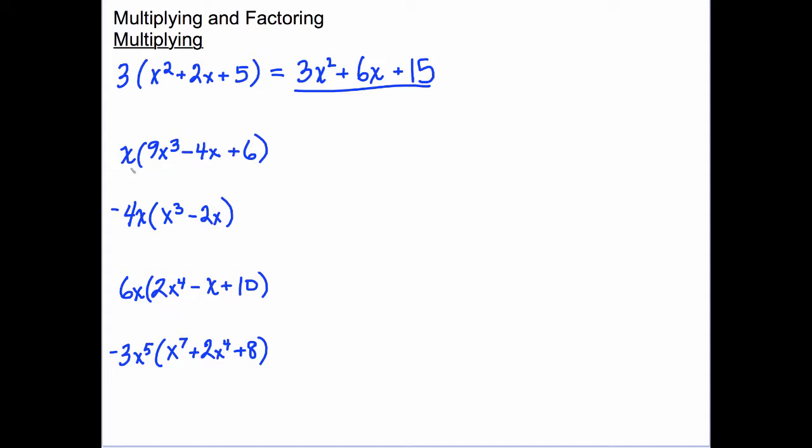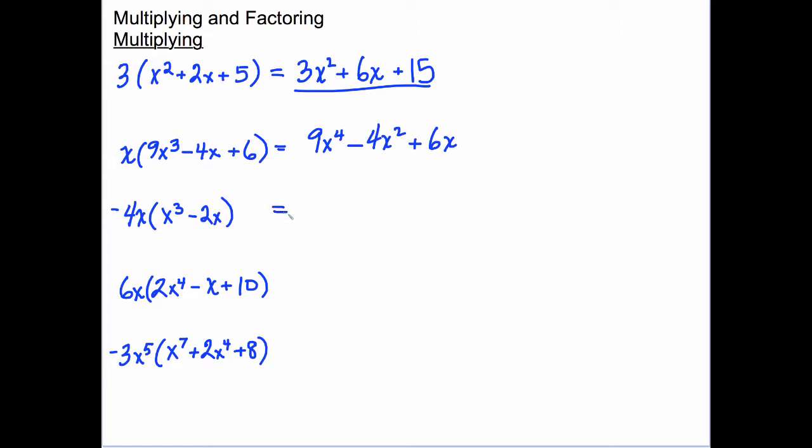The second one will multiply by a variable. X times 9x cubed is 9x to the fourth, minus x times 4x, that's 4x squared, plus x times 6, which is 6x.